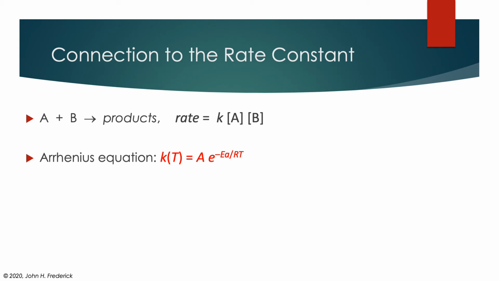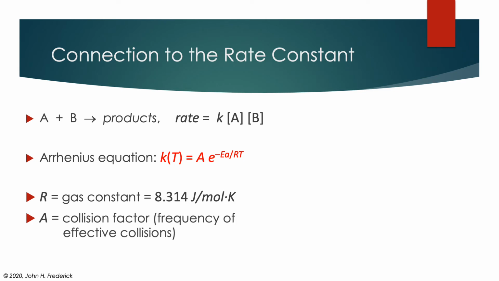Same Arrhenius who dealt with acids and bases, by the way. That says that the rate constant as a function of temperature is this interesting combination of the activation energy and the temperature. So it's equal to a constant A times the natural base e raised to negative activation energy divided by RT. R in this case is the gas constant. It's the old constant we found with the ideal gas law. And this A is a collision factor. It's basically the frequency of effective collisions that go on in a reaction rate.